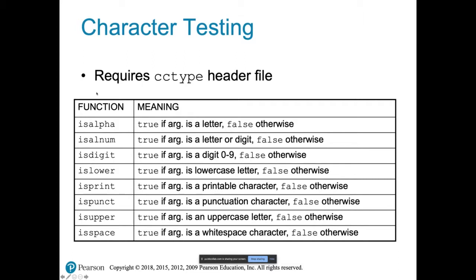isdigit, if it's a digit, it will return true. islower, if the argument is lowercase, it will return true, otherwise false. isprint, that means if it's a space, I think it's a tab. I sometimes have to go back to review this because I always kind of forget. If it's printable, then it will return true. If it is a punctuation, it's true. isupper, isspace. You understand the concept. The function name tells you what it will do. Any questions on that? It's pretty straightforward.